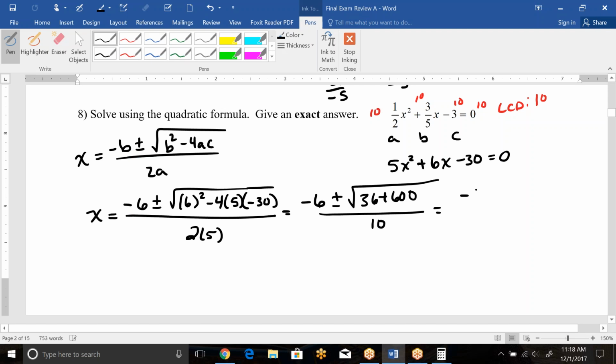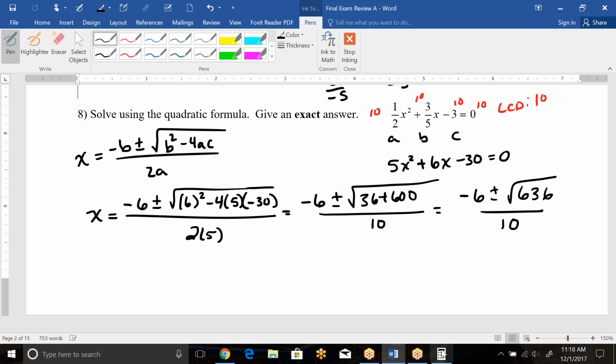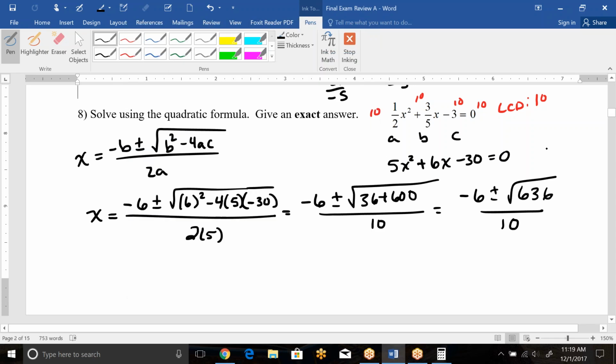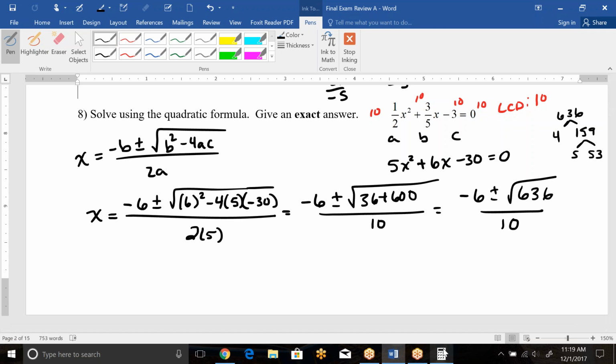636 may have something that pulls out as a perfect square, so we're going to check that. So 636, is it divisible by 4? Because 4 is a perfect square. Yes. 159, let's see, is that divisible by 3? Yes. Is 53 divisible by 3? No. I could break this down using primes, so let's look at that. But I think the only thing that goes into it is a 4. But 636 is 4 times 159. 159 is 3 times 53. I just discovered that. And 53, I don't believe anything goes into that. I believe it's prime. So the only perfect square there is the 4.